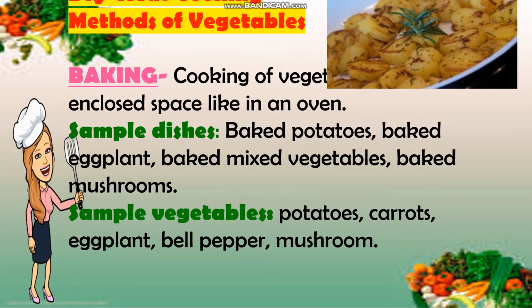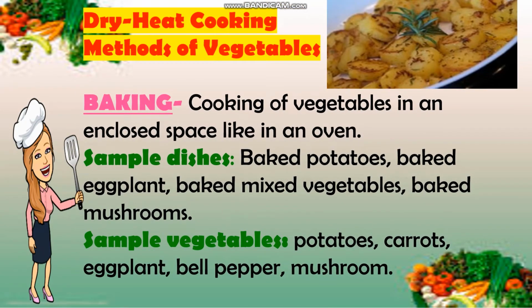Next are the dry heat cooking methods of vegetables. Baking. Cooking of vegetables in an enclosed space like in an oven. Sample dishes are baked potatoes, baked eggplant, baked mixed vegetables, baked mushrooms. Sample vegetables: potatoes, carrots, eggplant, bell pepper, mushroom.